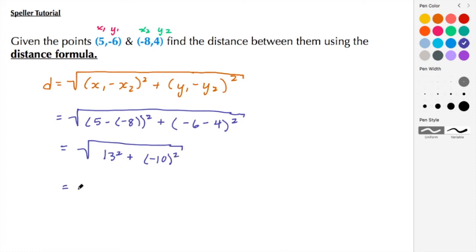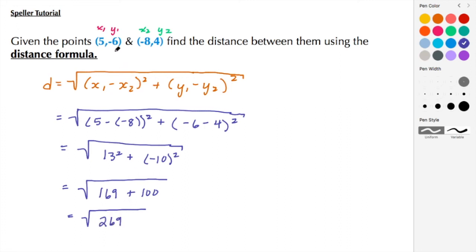Alright, my next step is to square each one of these. Well, 13 squared is 169, and -10 squared is 100. Now I add these two quantities underneath the radical, and here 169 plus 100 leaves me with 269.